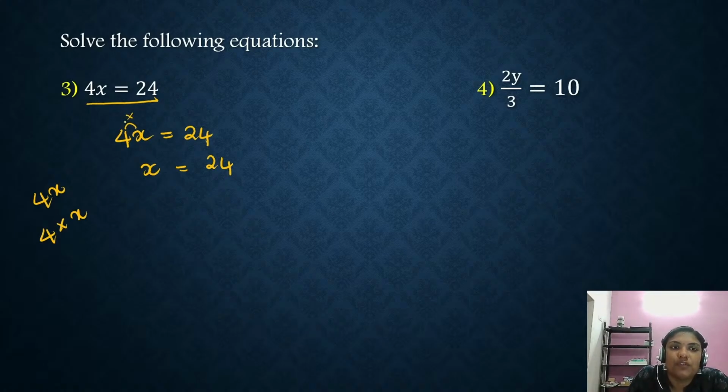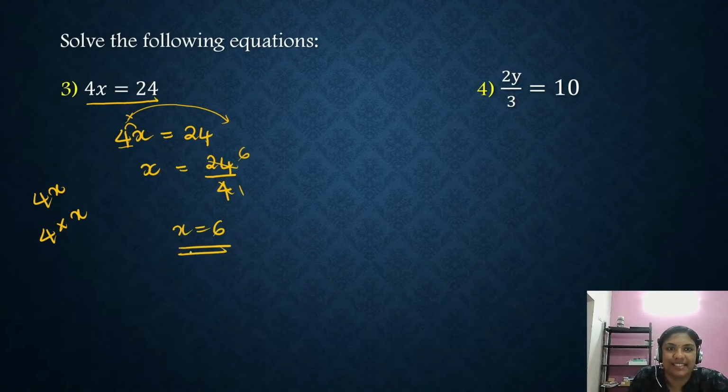So when we move this 4 to RHS, what will happen? It will be divided by 4, right? So since this is a numerator, it will come to denominator. 24 by 4. 4 1s are 4, 4 6s are 24. So solution is x equal to 6.